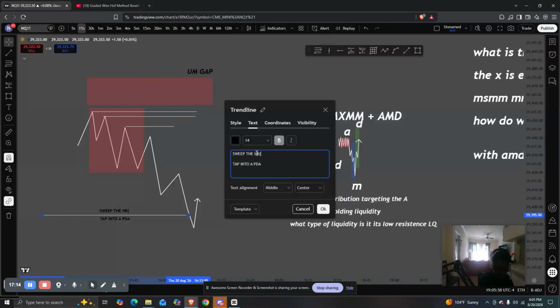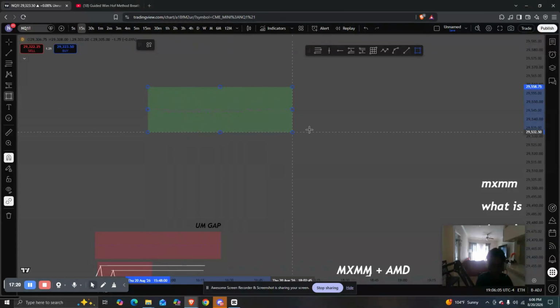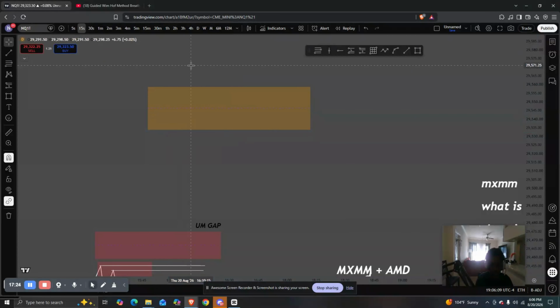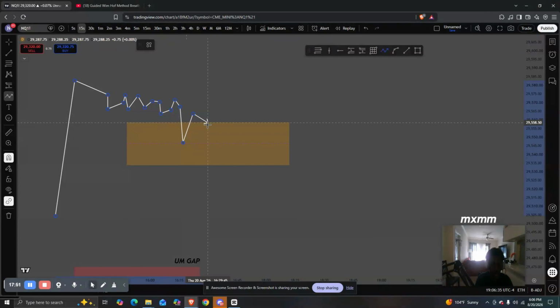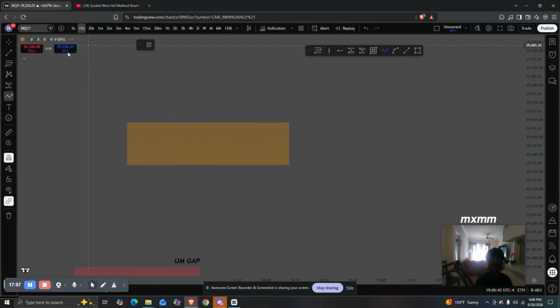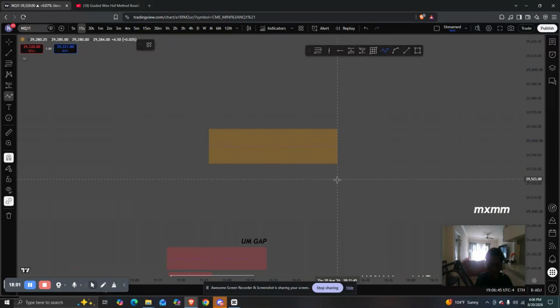So high resistance or ITM low. Intermediate low is just a low that's in a gap. So if you had a gap, and let's say we had accumulation. Let's say we ran higher, we want to run higher. We start accumulating, we tap into a gap, we go higher, and then we sweep out this low. Oh my gosh, did that just delete it? Okay, we're gonna redo that.